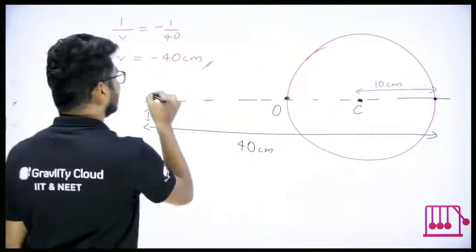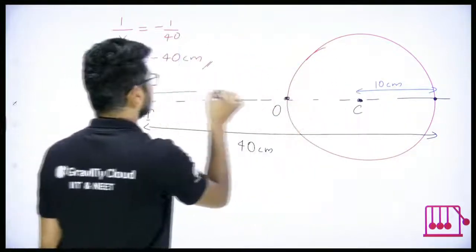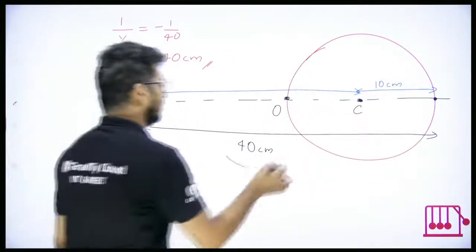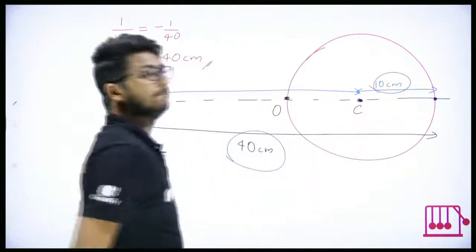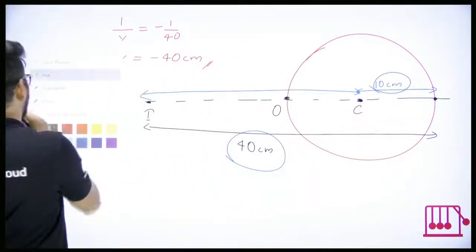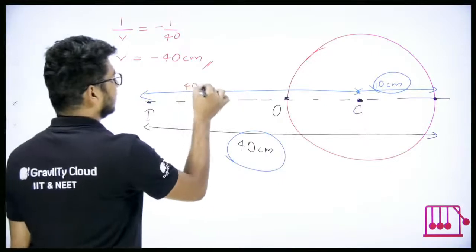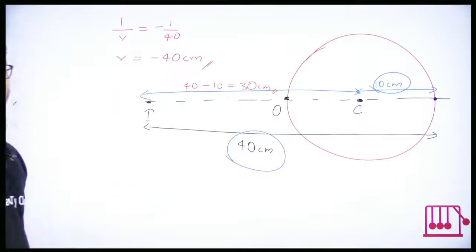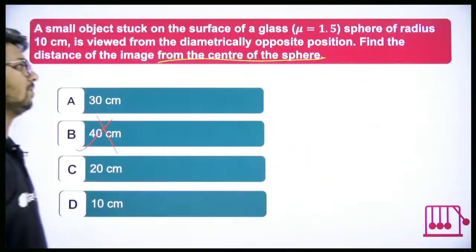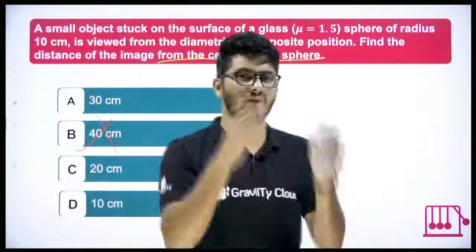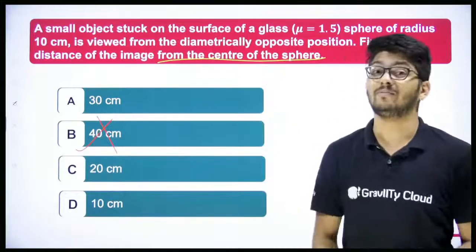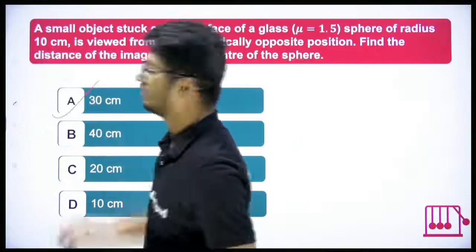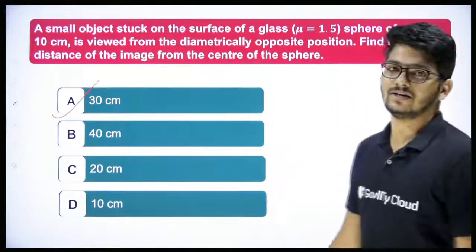So if we need this distance from center to image, how much will it be? It will be 40 minus 10, 30 centimeter. I told you, the question is simple, but you have to read it carefully and focus on it. Many interesting points will be hidden. So the answer is option A, 30 centimeter.